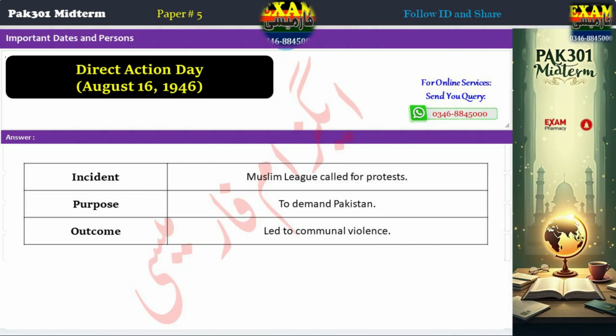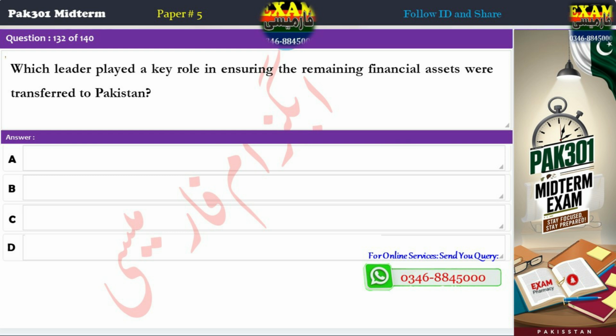Direct Action Day, August 16, 1946. Incident. Muslim League called for protests. Purpose. To demand Pakistan. Outcome. Led to communal violence. Question 132. Which leader played a key role in ensuring the remaining financial assets were transferred to Pakistan? A. Jawaharlal Nehru. B. Mahatma Gandhi. C. Sardar Patel. D. Lord Mountbatten.